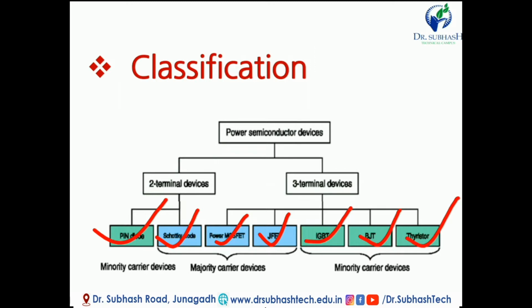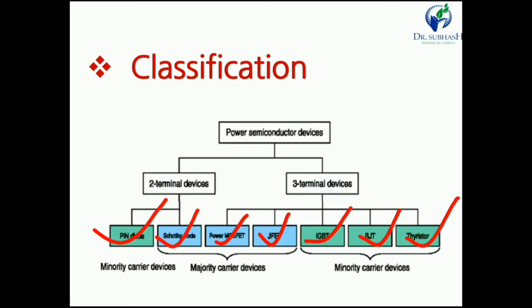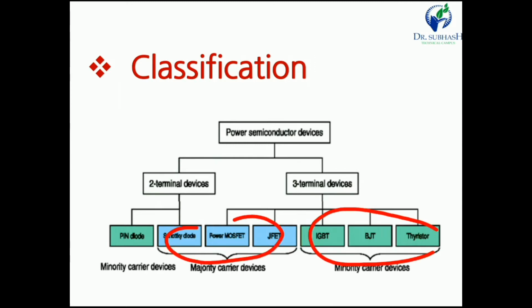These all are power electronic devices, and there are minority as well as majority charge carrier devices. According to the N-type and P-type semiconductor material, we can say that these are the majority charge carrier devices and these are the minority charge carrier devices. So this was about the classification of power semiconductor devices.